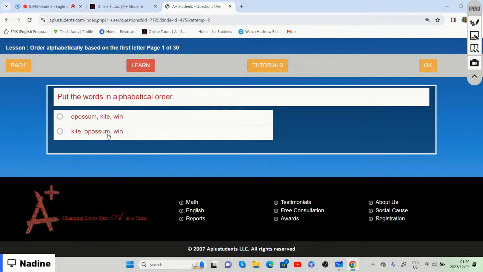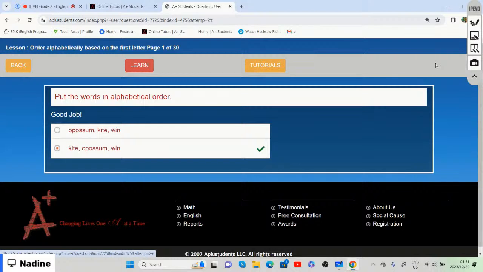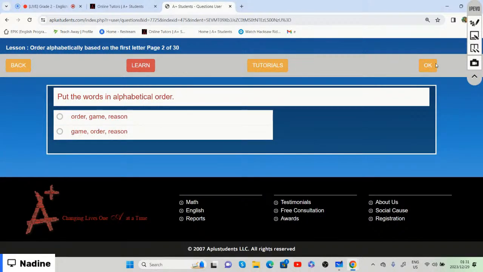So we need to put this in alphabetical order by looking at the first letter. And if we look at the first letter, then yes, we can say the second option is correct, which is kite, opossum, and win. Yes, well done. 2 is correct.